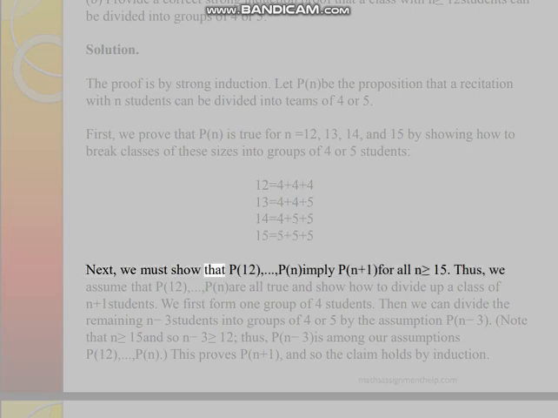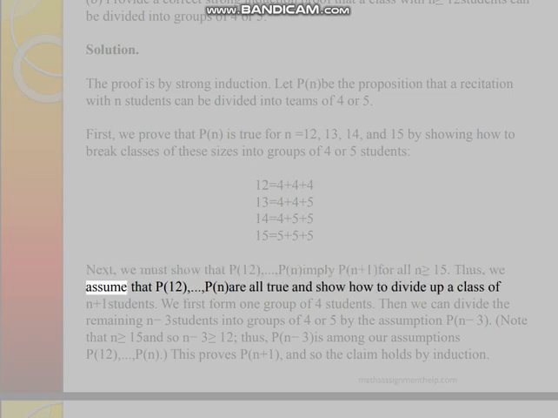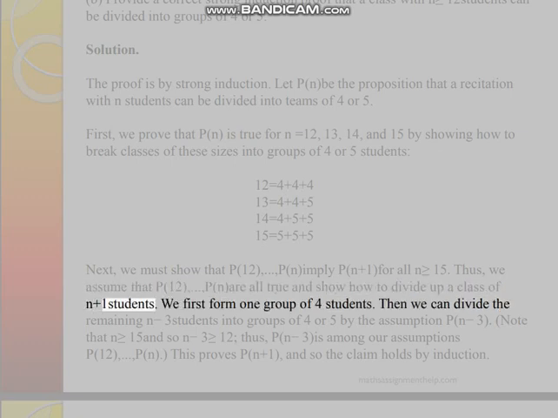Next, we must show that P(12), ..., P(n) imply P(n+1) for all n greater than or equal to 15. Thus, we assume that P(12), ..., P(n) are all true and show how to divide up a class of n+1 students.